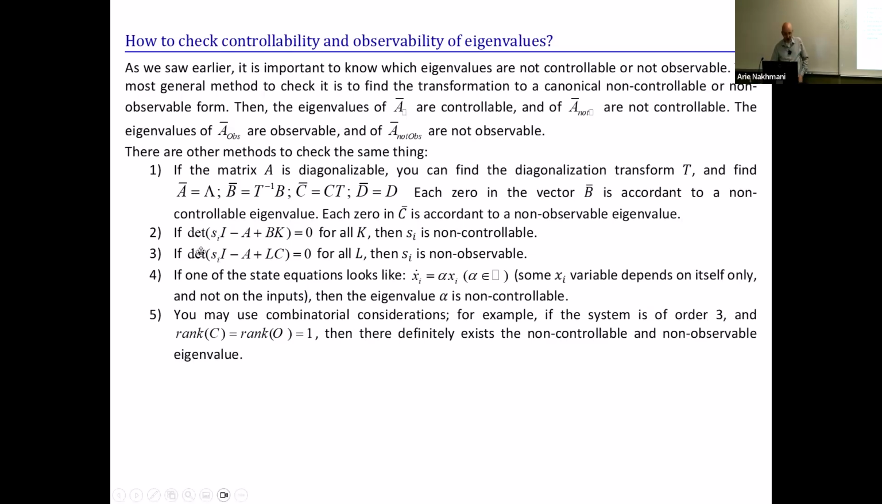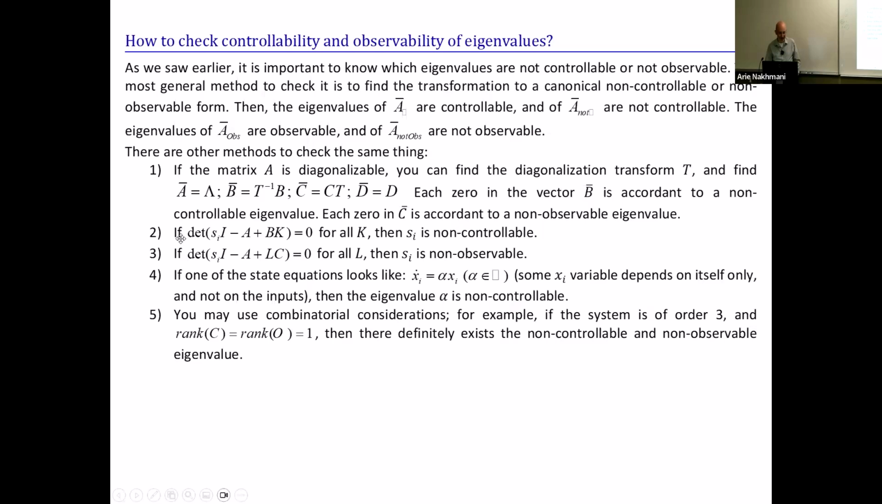All right, another way to do that. If you compute a determinant of sI minus A plus BK, and you're doing that for a particular eigenvalue of your system, so you can compute all the eigenvalues of your given system, okay? And you want to identify if it is controllable or not controllable. So compute that thing. And you will be doing that anyway for computing the controller, right?